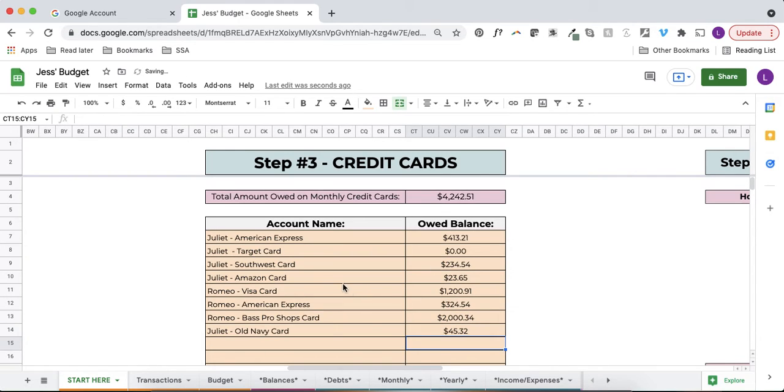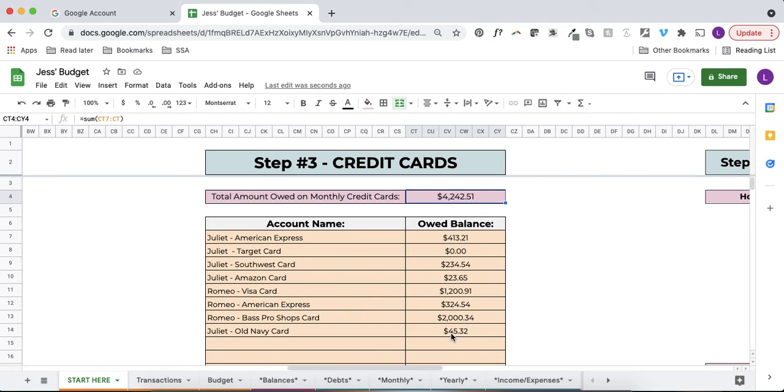Okay, so now once I've typed in all the accounts and the owed balance for each one of those accounts, this number up here, the total amount owed on my monthly credit cards, is going to pop up. It's automatically here. You don't change this number. This number automatically calculated itself.